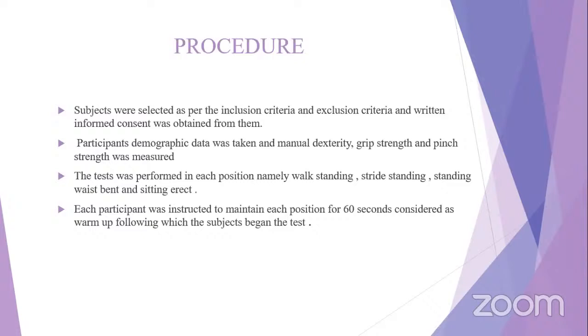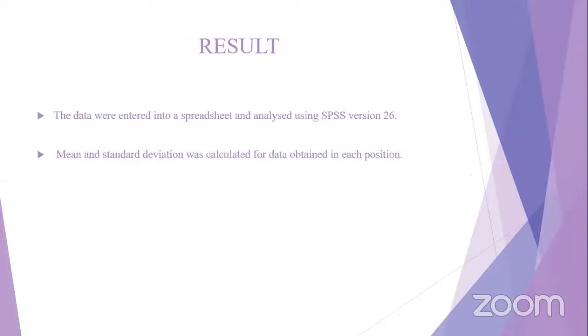Then for grip strength, the Jamar dynamometer was used in the above mentioned postures, and then pinch grip, tripod pinch, tip-to-tip pinch, and lateral pinch were also measured. A 15-second intertrial rest was also given in between to avoid fatigue. Then the test was performed in each position, like I mentioned before: walk standing, stride standing, standing waist bent forward, and sitting erect position.